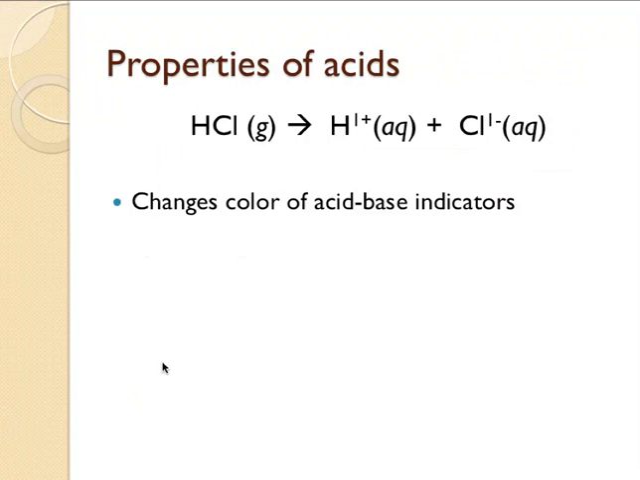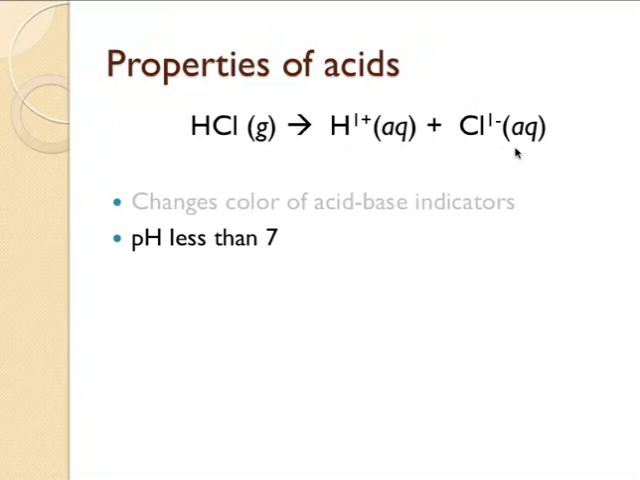So what are some properties of acids? Well, they change colors of acid-base indicators. And again, we're using hydrochloric acid, which as a gas, putting it in solution, forms the hydrogen ion and the chloride ion in solution. Acids have a pH of less than 7. These are good things to put down in the notebook.